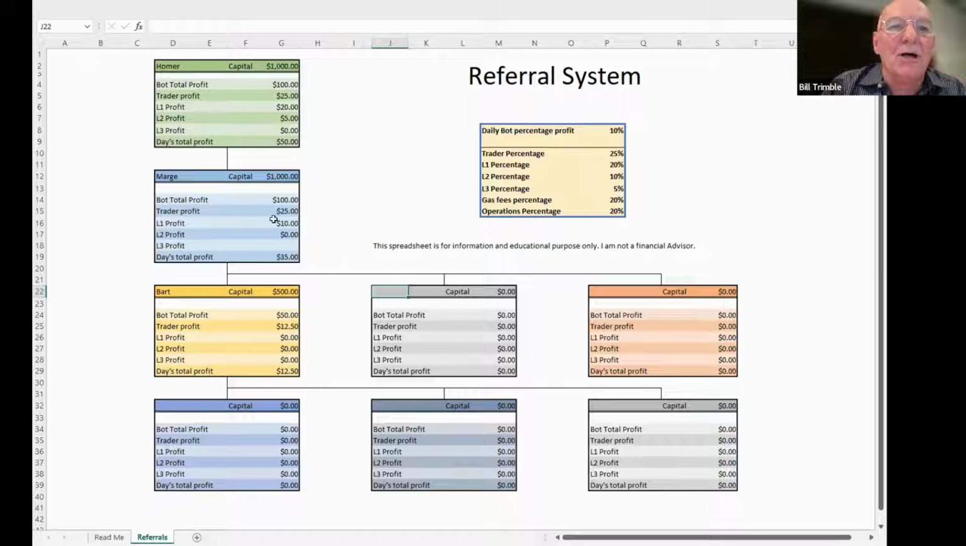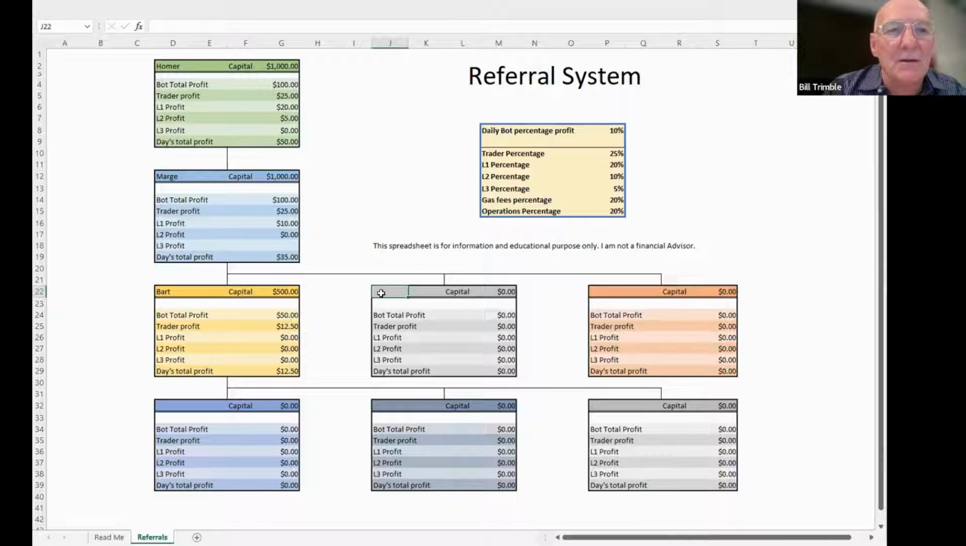So Marge has made a referral profit. So she's made $10, which is 20% of $50. So she's made an extra 10. So now she's made 35. But look again, Homer has made $5 because Bart's on her level 2. So he's made 10% of Bart's 50, which is $5. So now he's made $50. So Homer's pretty happy at this point.